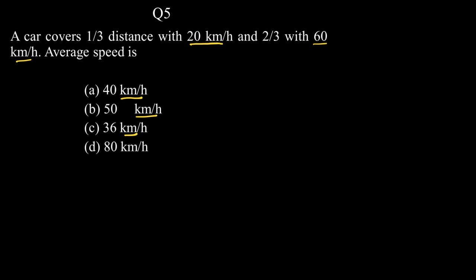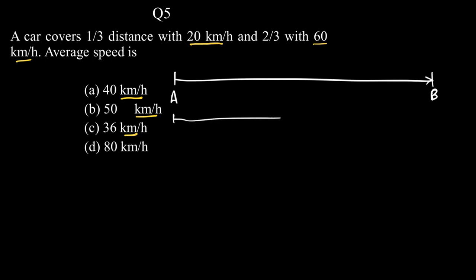My bad, that small error in the options. Okay, now let us first draw the diagram. So the car starts from A, it moves up to B, okay, and I'll take this entire distance as 3x. Somewhere over here is C. The car covers 1/3 of the distance.